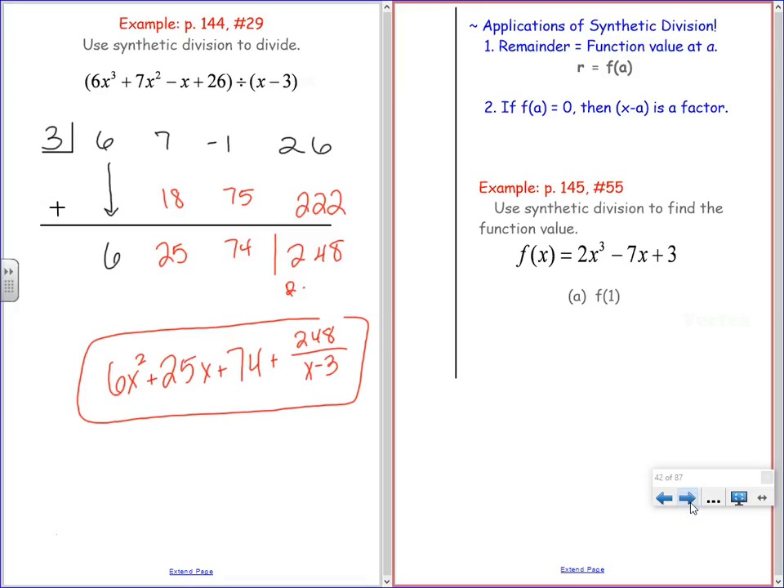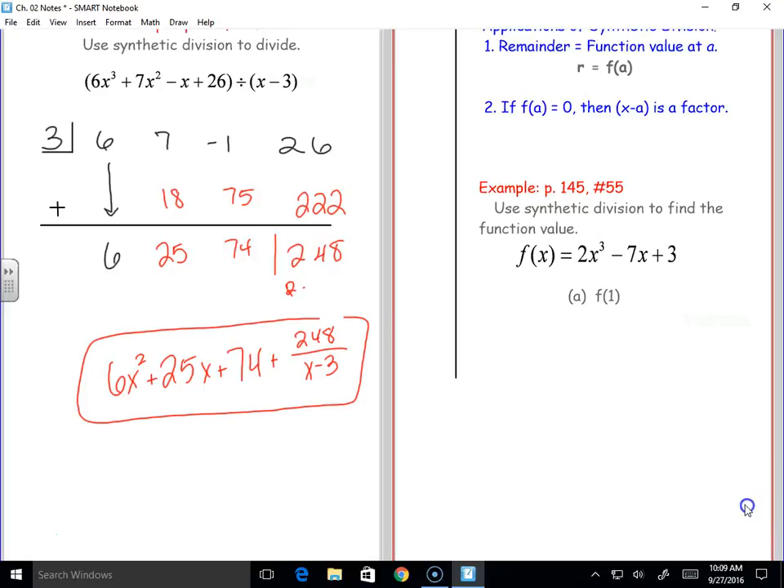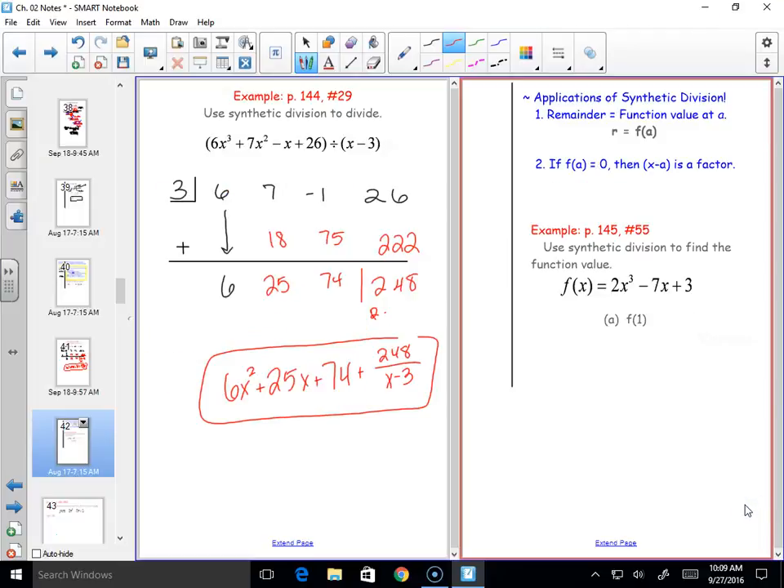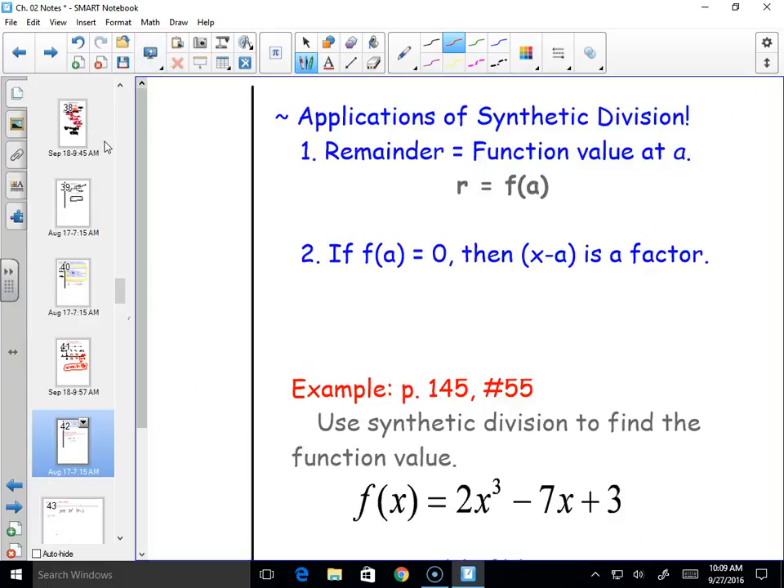Be nice. Oh, we have something else. We're going to use synthetic division again in just a second, but there's one quick reminder first. Applications. Wait, already? Yeah. Can't practice them all day long. But you guys did great.